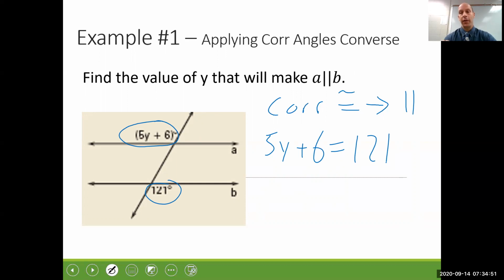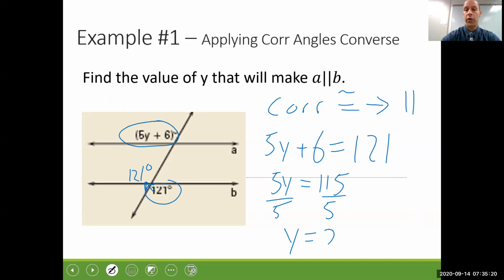Now I've played a little bit of a trick here, because technically I'd have to use the fact that these two angles are congruent as well. If that angle out there is 121, we know by the vertical angles theorem that the angle there is also 121. So now we can solve this. We get 5y equals, and I've got to subtract 6, so that'll be 115. Now I need to divide by 5, so y is going to be equal to 23. So the value of y that will make these lines parallel is when y is 23. Any other value of y, the lines will not be parallel.